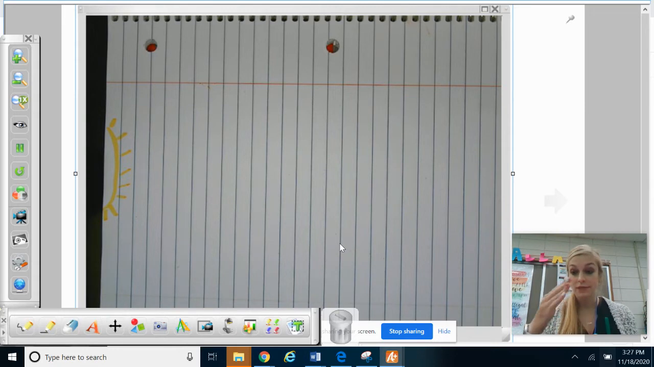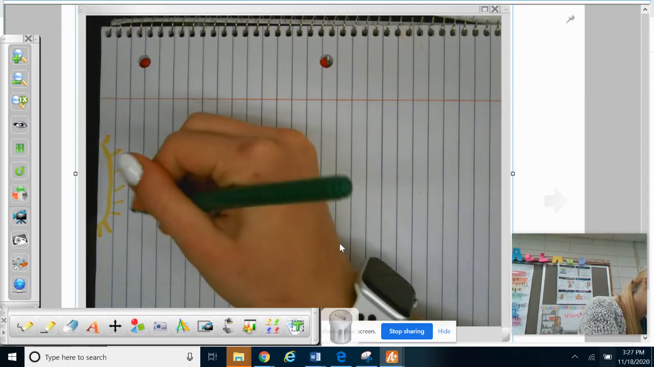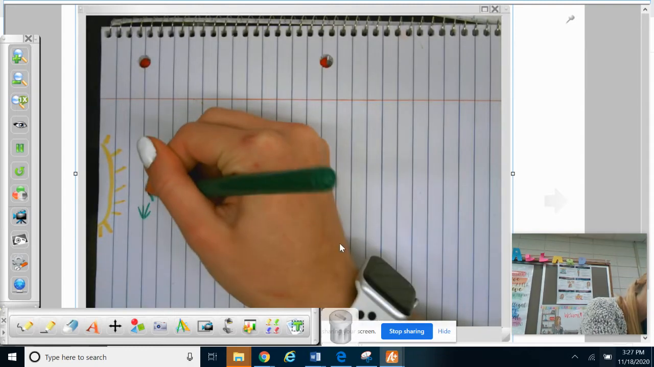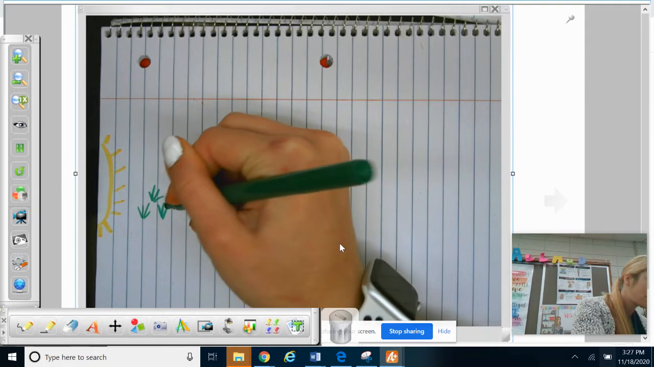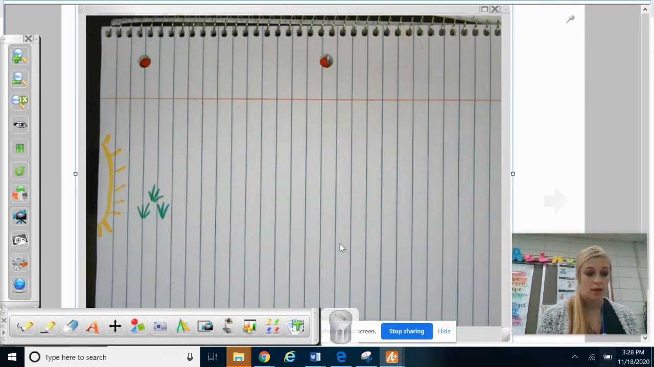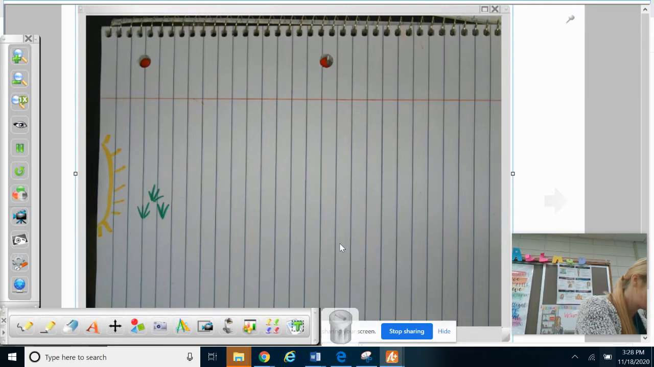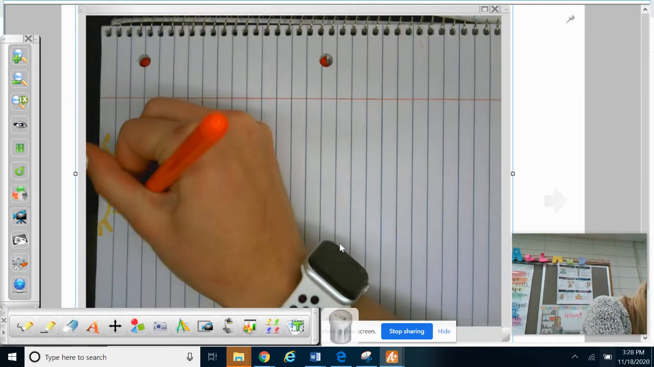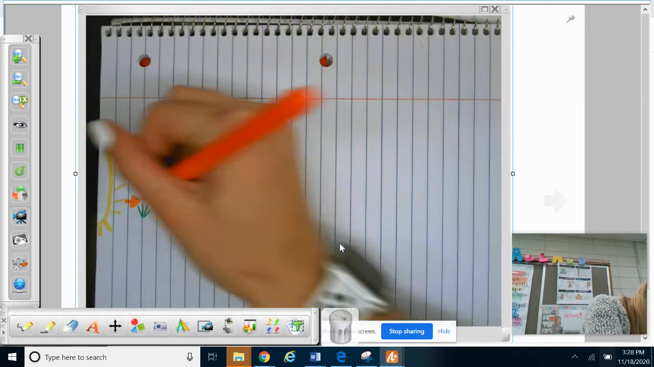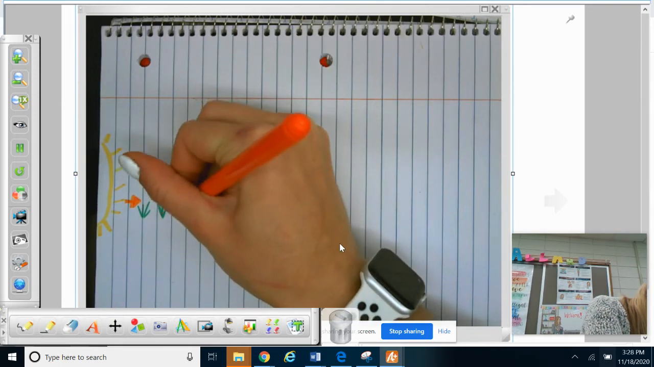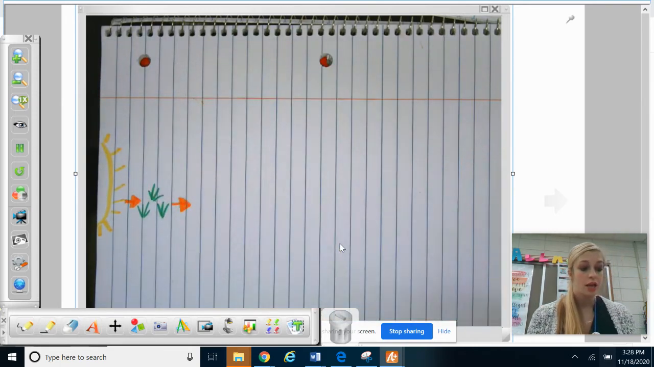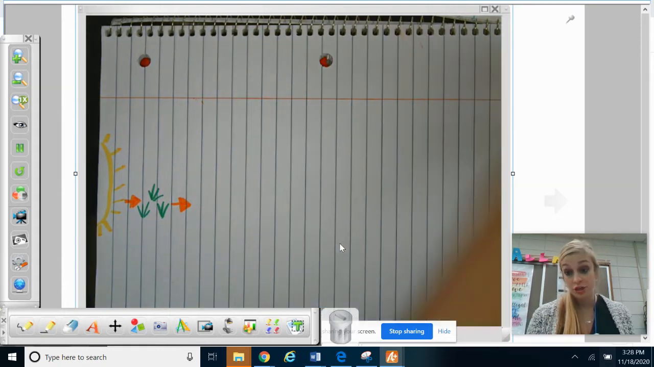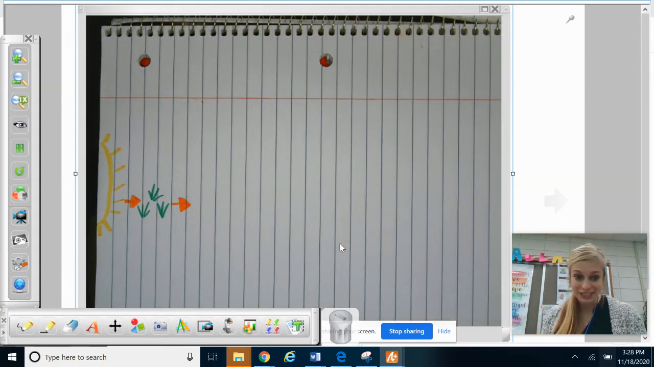To plants. The sun gives energy to plants because plants get their food through photosynthesis. So I'm going to draw grass because that's the easiest plant to draw. So let's give us some little pieces of grass. Okay. And, oops, I didn't add my arrow. All right. The grass is going to give energy to a grasshopper.